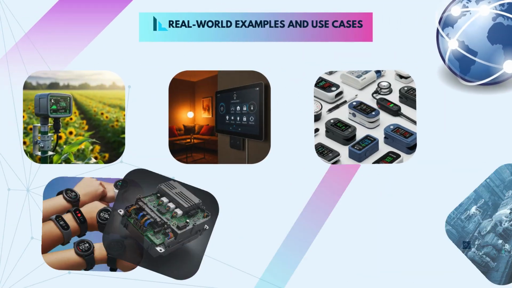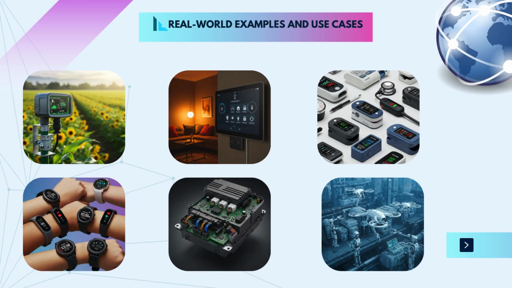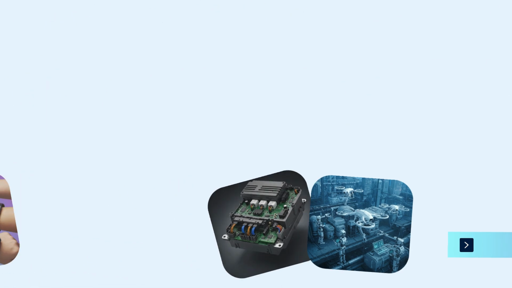Where do we see microcontrollers in action? Everywhere. In smart agriculture sensors, home automation systems, medical devices like pulse oximeters, wearables and fitness trackers, automotive ECUs, drones, robots, and industrial controllers. The flexibility and low power of microcontrollers make them ideal for IoT and embedded solutions.